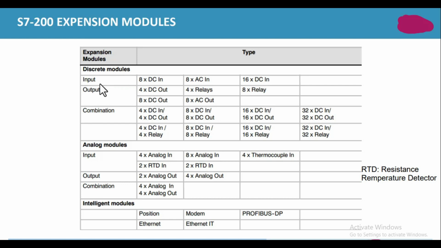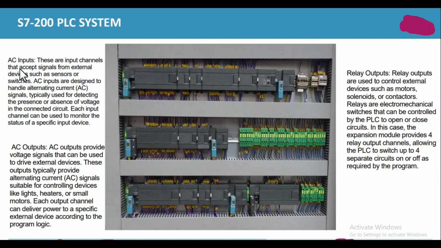Discrete modules are available in different IOs. For example, these are available in case of input. These are available in 8 DC input, 8 AC input and 16 DC input. What are 8 AC input? These AC inputs are the input channels that accept signals from external devices such as sensors or switches.